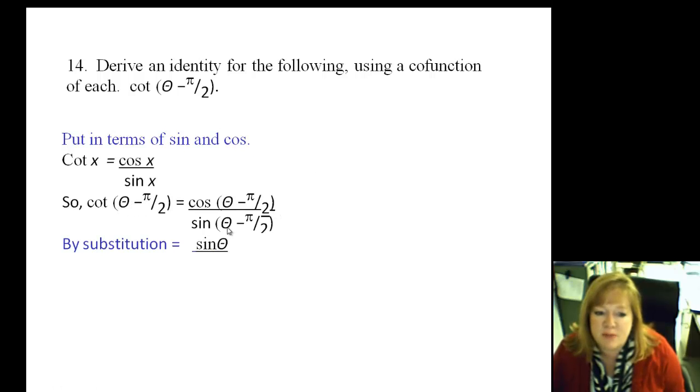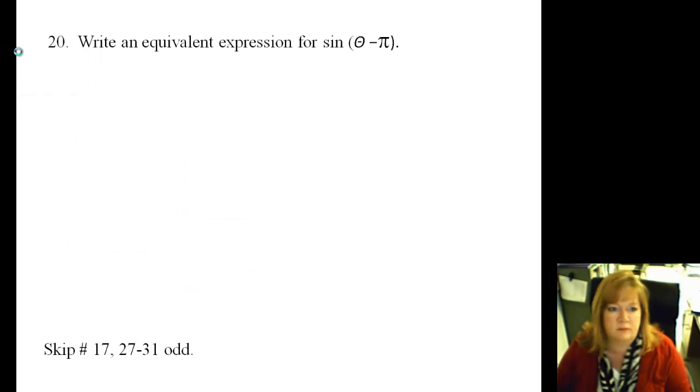So by substitution, you find that cosine of theta minus pi over 2 is the same as sine of theta, and sine of theta minus pi over 2 is the same as negative cosine theta. So then it's sine over cosine, which is tangent theta. Since the top is positive and the bottom is negative, it's a negative tangent of theta, the opposite of the tangent of theta. And that's all there is to it.